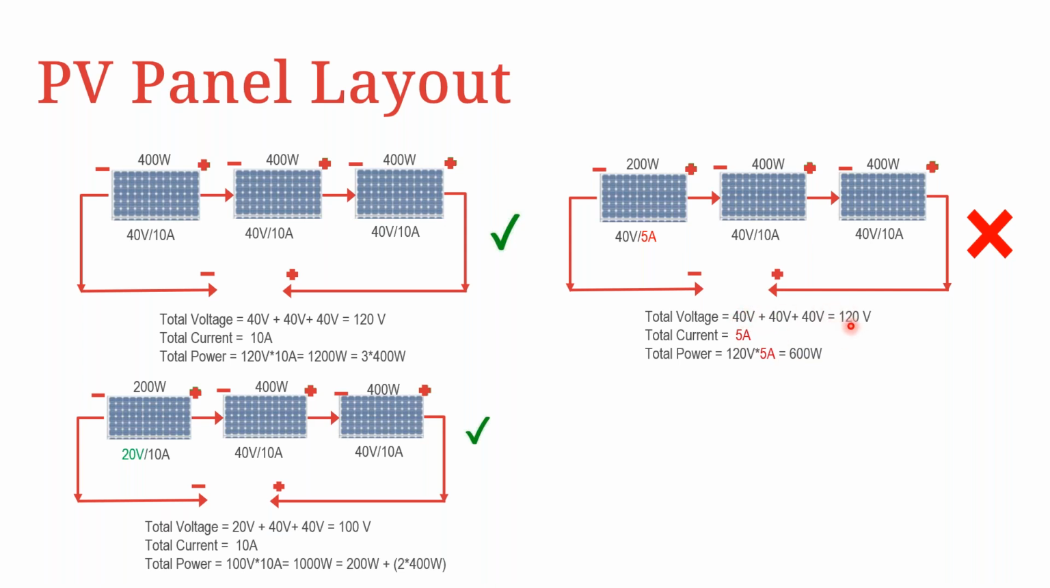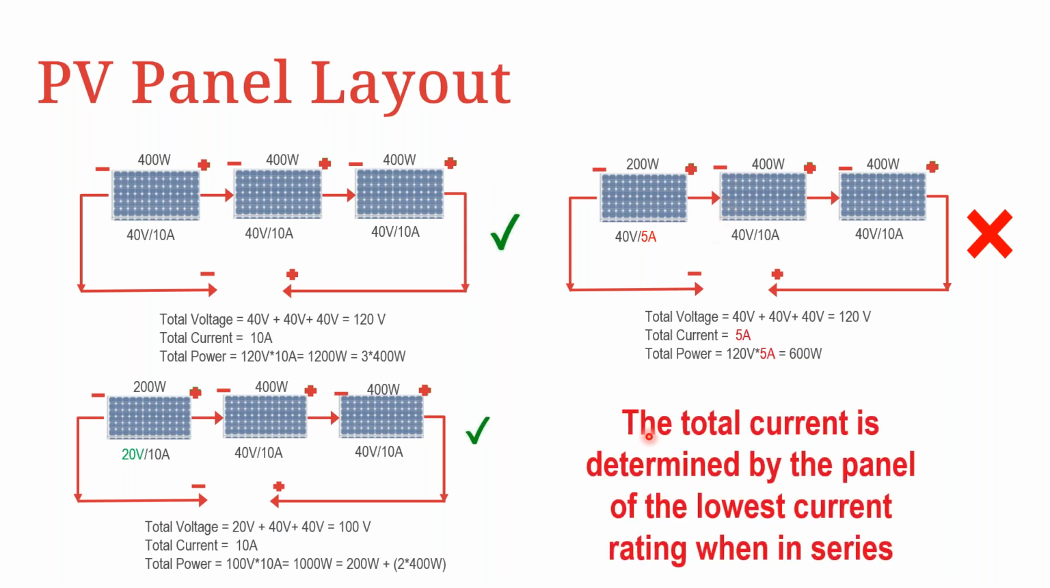So it's the 120 volt open circuit. And then your total current is obviously derated by your lesser module itself. So the 200-watt module has only got a 5 amp rating. This means there will be 120 by 5 amps, which gives you a total of 600 watts, which equates to it having derated those 2 remaining modules of 400 watts down to 200 watts each. So the total current is determined by the panel of the lowest current rating when in series, which is important to make note of.